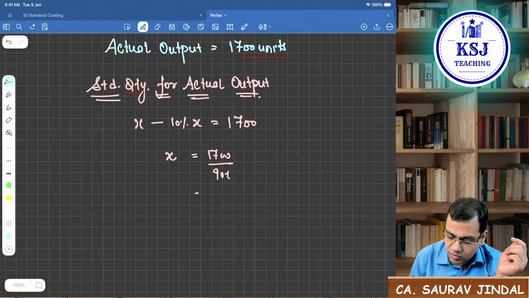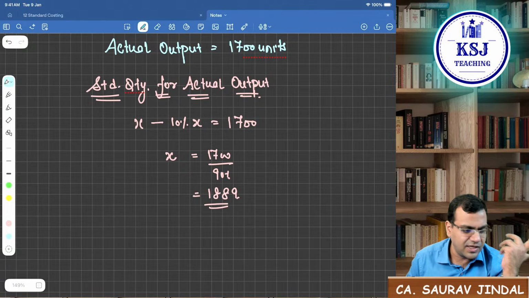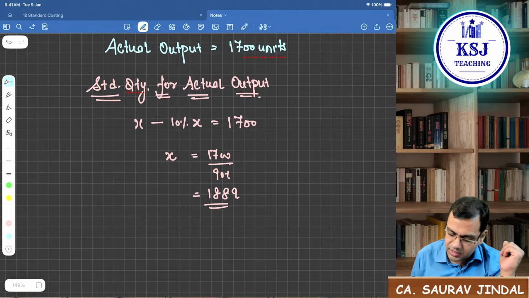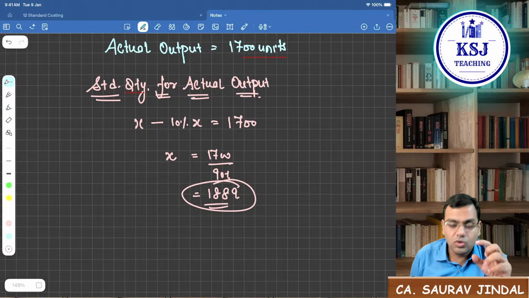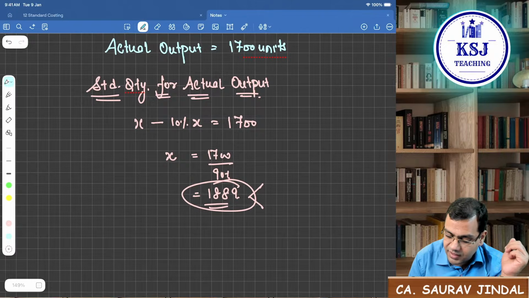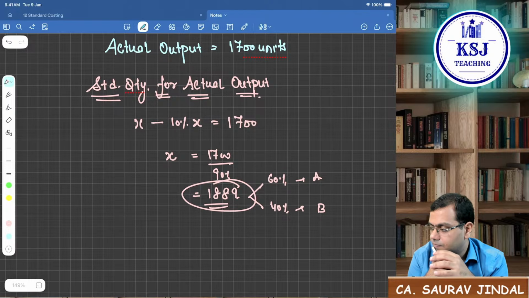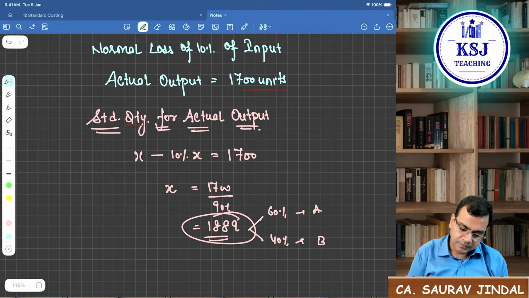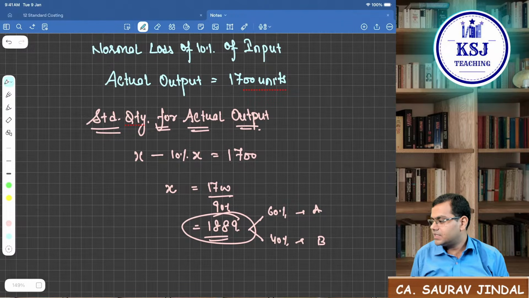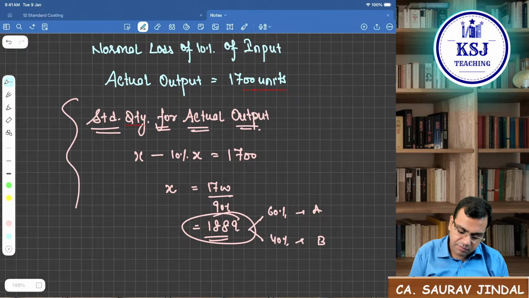So it will come to 1889, right? Some odd figure is coming, that's fine, I've just taken a random example. So this becomes your total standard quantity for actual output. Now you will divide this in the ratio of 60% and 40% between A and B. Clear? You will find this information in many questions. Is this clear, guys? This part is important.